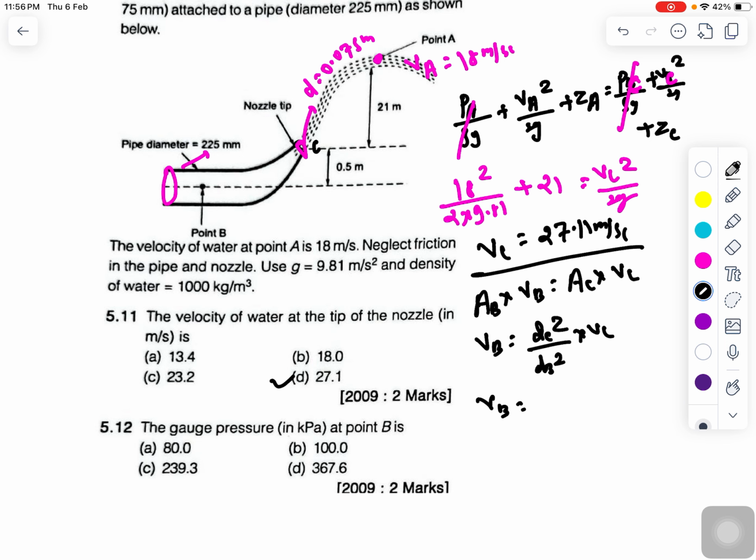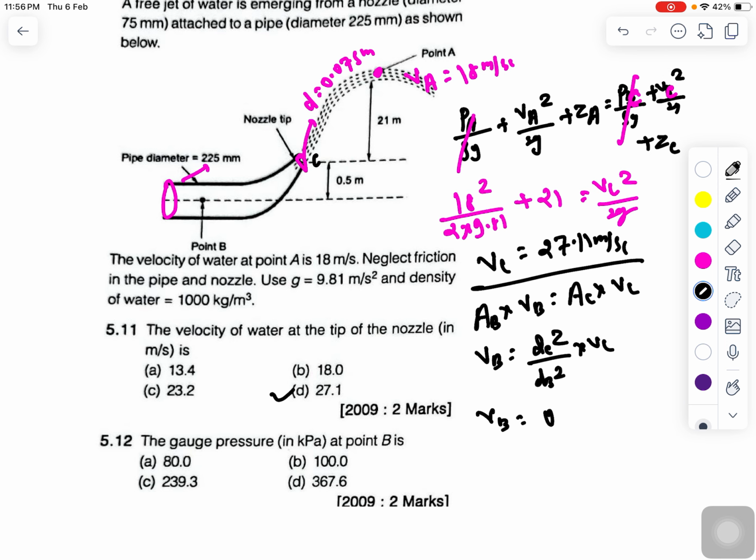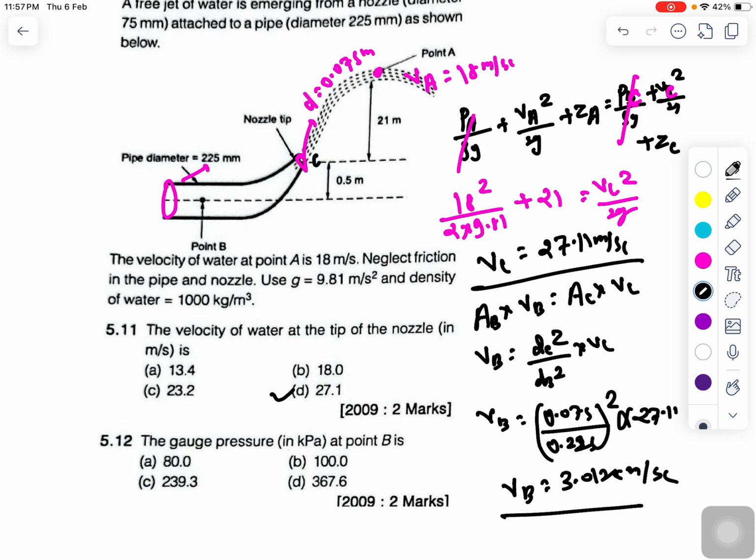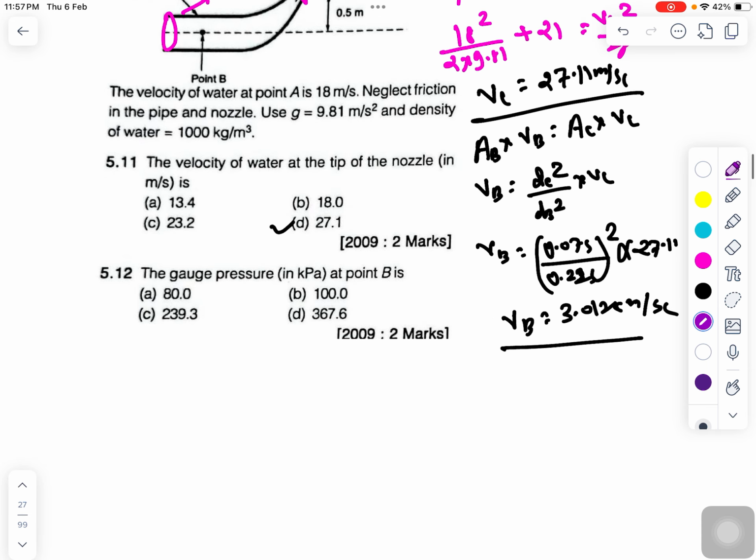So vB equals (dc/db) whole square multiplied by vc. Diameter at point C is 0.075 divided by 0.225, whole square, multiplied with 27.11. So let's try to calculate these things, how much we are getting. 0.075 divided by 0.225 whole square. So you are getting velocity at point B equal to 3.0128 meters per second. Okay, now we have to calculate the gauge pressure at point B.